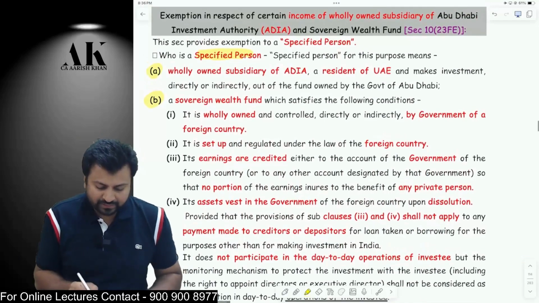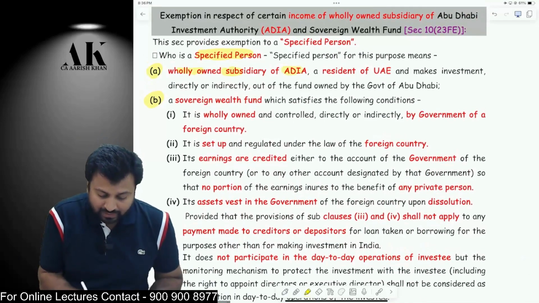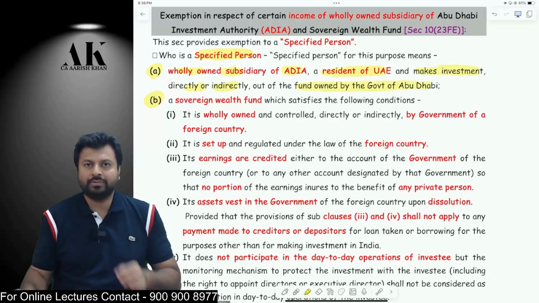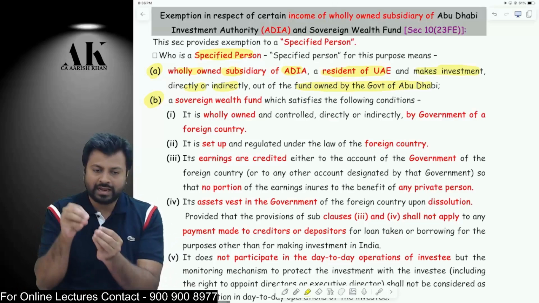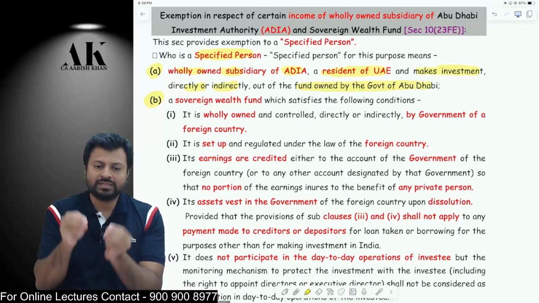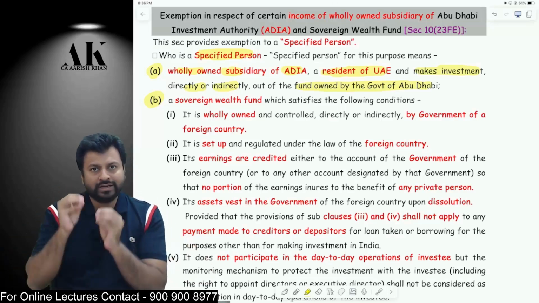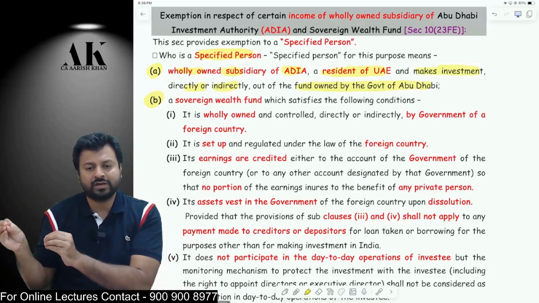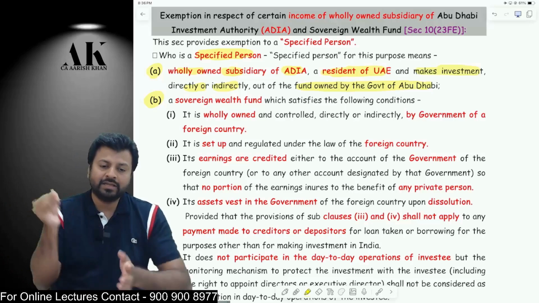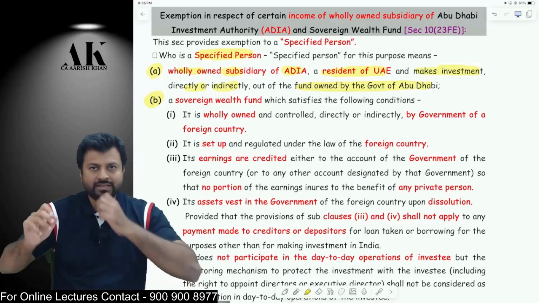Who is the first specified person? It is a wholly owned subsidiary of Abu Dhabi Investment Authority, a resident of UAE, and it makes investment directly or indirectly out of the fund owned by the government of Abu Dhabi. So the government of Abu Dhabi has made one entity, known as Abu Dhabi Investment Authority. It is a wholly owned subsidiary of the government of Abu Dhabi, and that company is going to invest in India. So this is the first specified person.